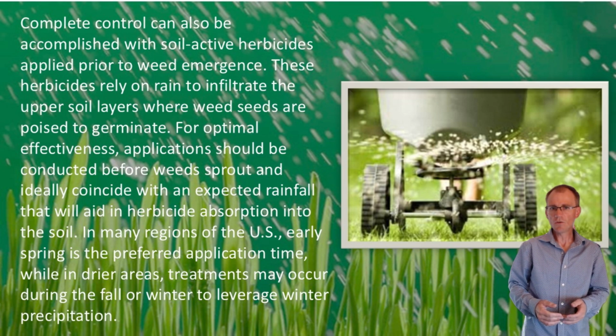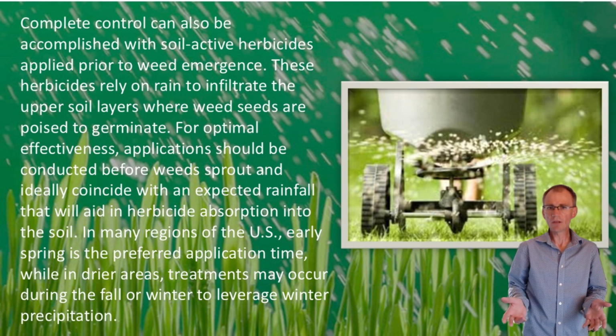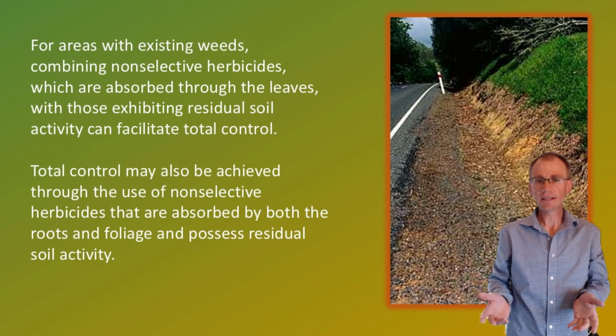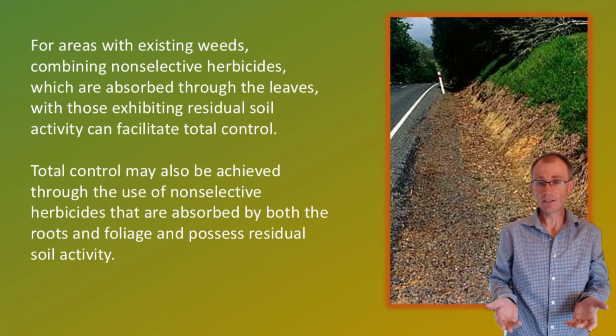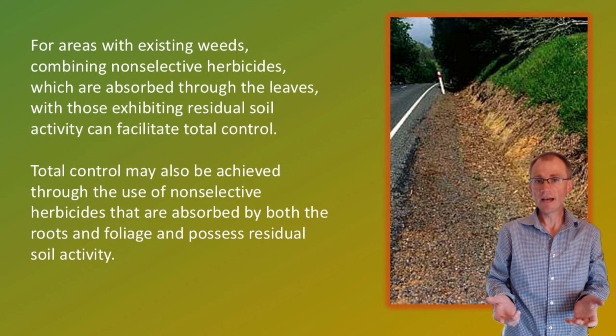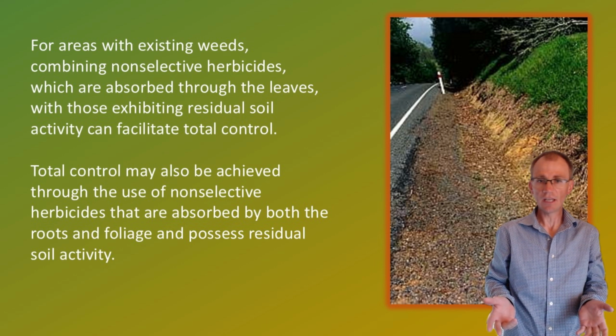In many regions of the U.S., early spring is the preferred application time, while in drier areas, treatments may occur during the fall or winter to leverage winter precipitation. For areas with existing weeds, combining non-selective herbicides which are absorbed through the leaves with those exhibiting residual soil activity can facilitate total control. Total control may also be achieved through the use of non-selective herbicides that are absorbed by both the roots and foliage and possess residual soil activity.